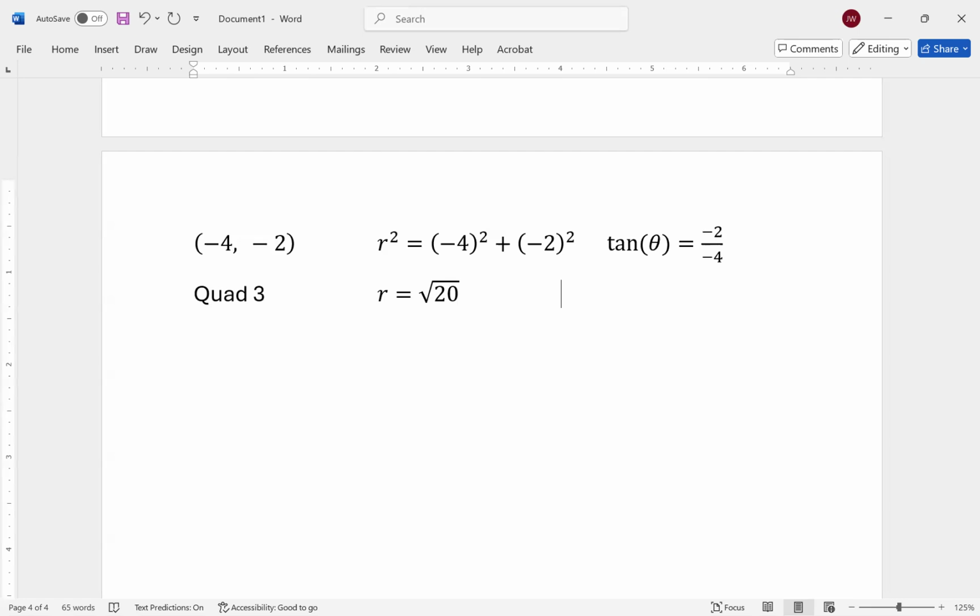Since we are in quadrant 3, theta is going to be the inverse tangent of, again, think of it as 2 over 4. If I just type in inverse tangent of 2 over 4 or inverse tangent of -2 over -4, I get an angle in quadrant 1. If I want to be in quadrant 3, but I'm in quadrant 1, I just tack on a plus pi. Hopefully that makes sense.